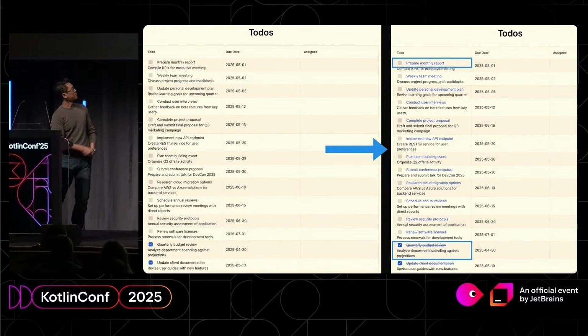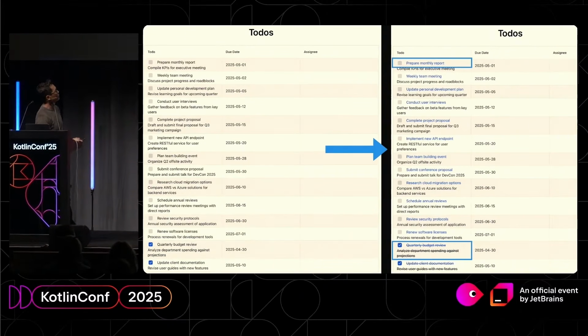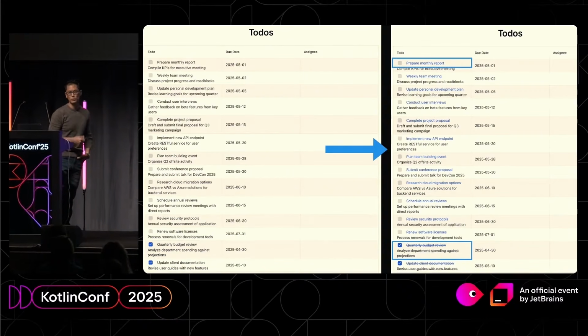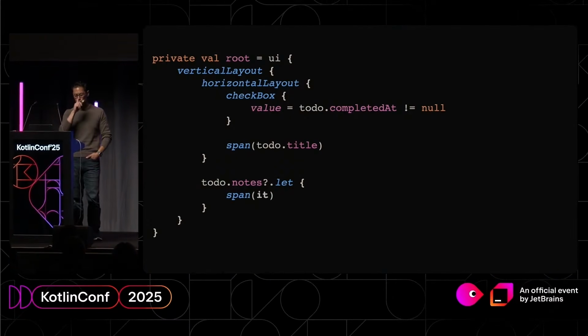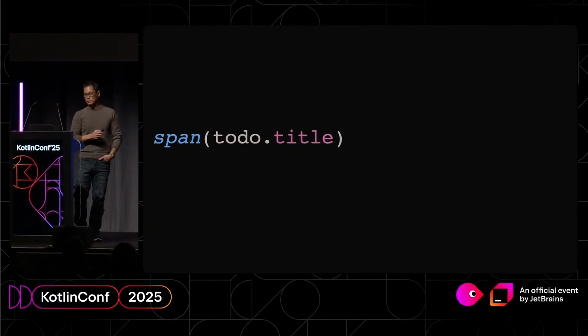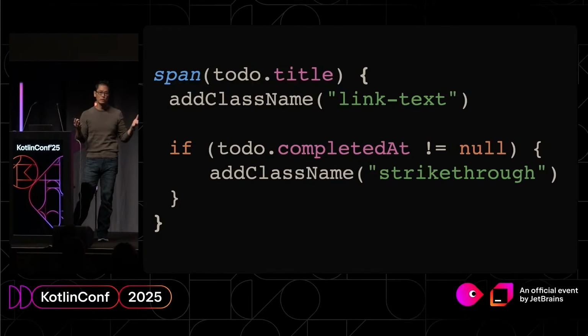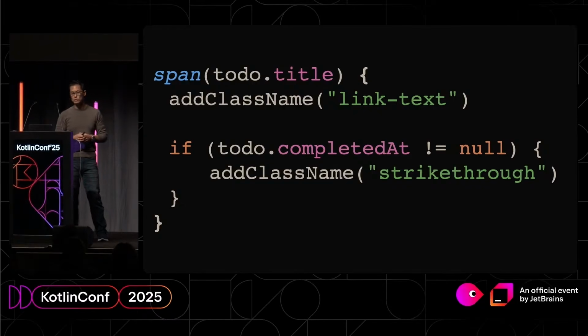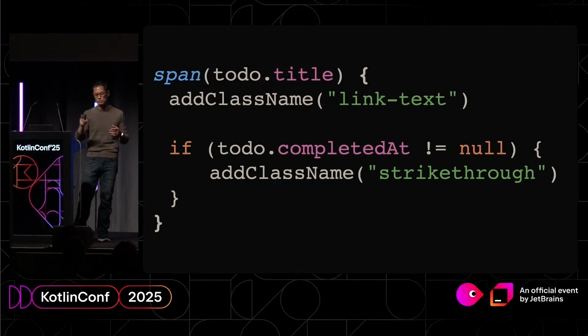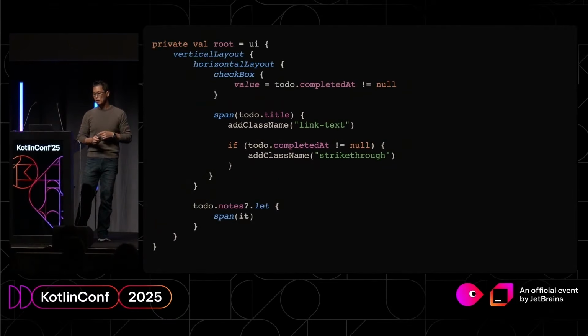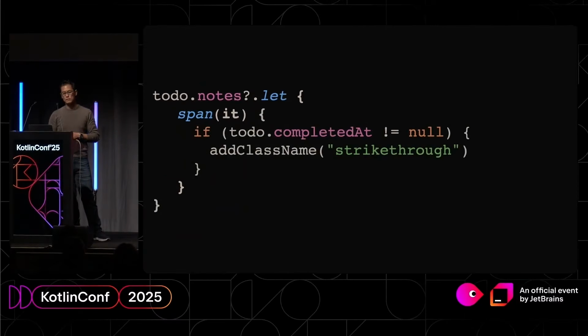OK, so now we have this on the left, but we want to make it a little bit nicer, right? We want to have links that open up the edit form, and then we want to do a strike through on the ones that are completed. OK, so how do we go from there to that? That to-do title thingy, we're going to add some more attributes to it. So we're going to add a class name called link text. What that is basically going to do is make it look and function like a link. And then we're also going to add a class name called strike through if it's completed, then it'll have a strike through on it. The same thing similarly on the notes, right? If it's completed, then the notes will also have a strike through to it.